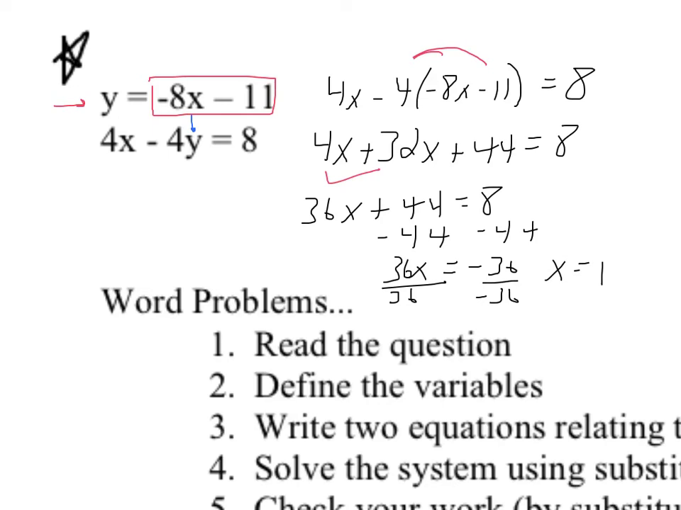Pardon me, we're dividing by a negative 36 there. That's a negative. So it becomes negative 1. So we found the x value of the coordinate, negative 1.